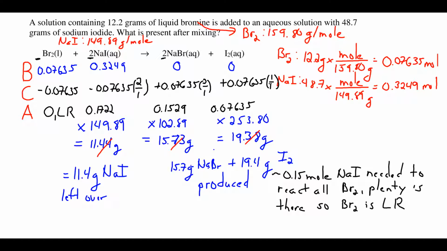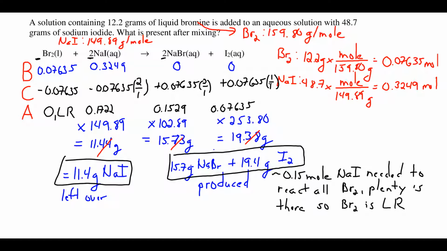All right, so we now have our final values. We have the grams of our excess reagent that's left over, and we know the gram mass of each product that is produced.